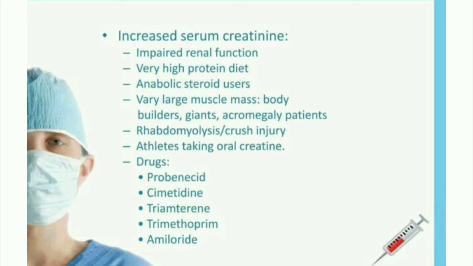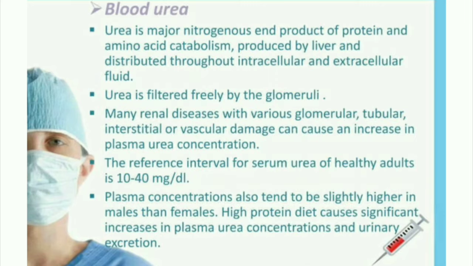Increased serum creatinine is seen in impaired renal function, very high protein diet, anabolic steroid users, very large muscle mass such as bodybuilders, giants, acromegaly patients, rhabdomyolysis, crush injuries, athletes taking oral creatine, and drugs such as probenecid, trimethoprim, and amiloride.